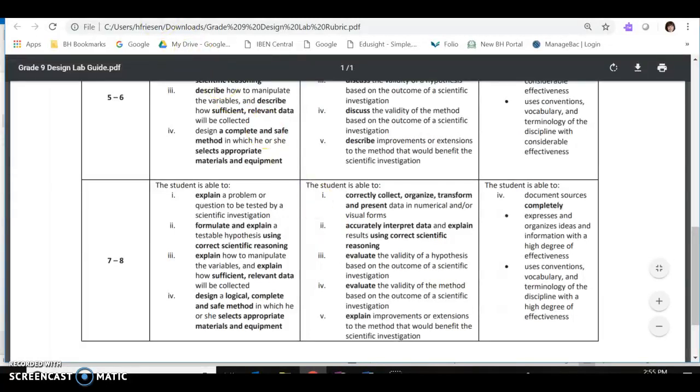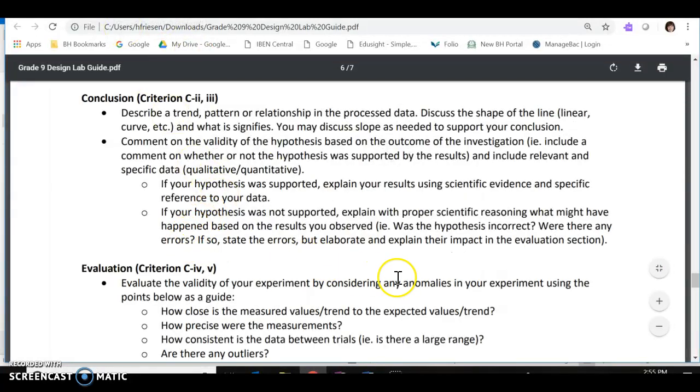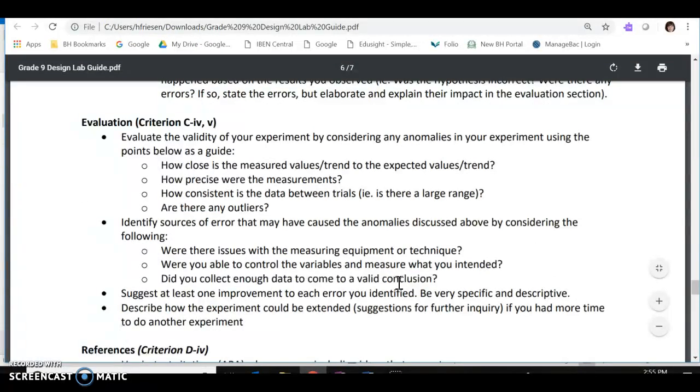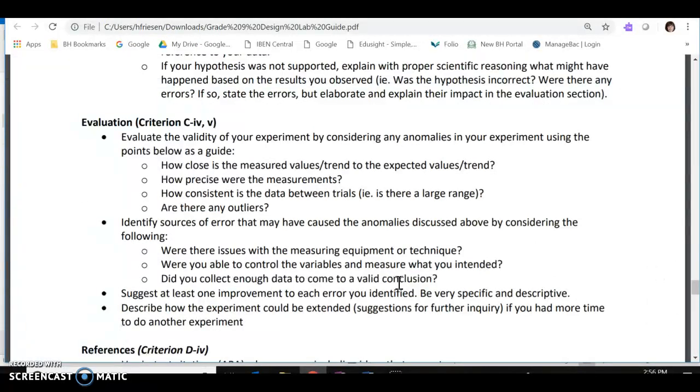The final part, and this is new with this investigation, is to include an evaluation. So you're going to evaluate the validity of your experiment, anything that was an outlier, something that behaved in an unusual way.